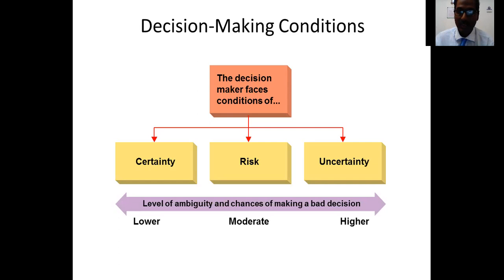So one is certainty, risk, and uncertainty: the level of ambiguity and the chances of making a bad decision. If the ambiguity is lower, the situation is more certain, and he may take the right decision. Then moderate, to some extent, the risk is moderate also. If the situation is very uncertain, he may take a bad decision. The chance of taking a bad decision is higher, so the risk is also higher.